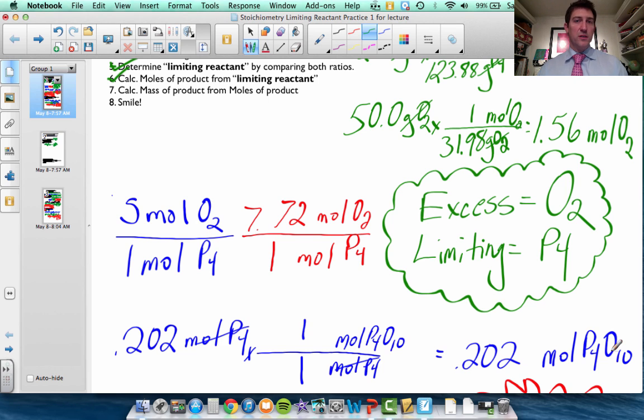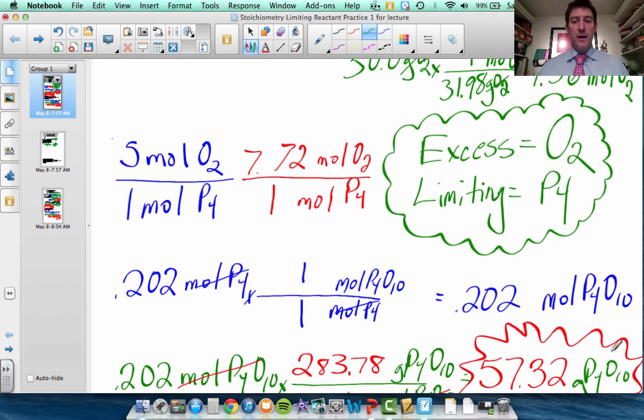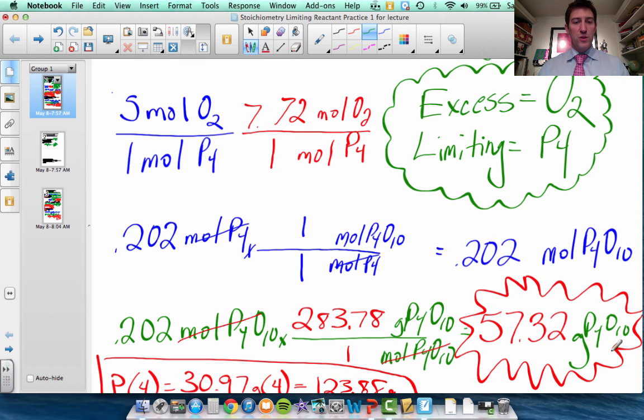But moles doesn't do us a whole lot of good. It's what we use for the stoichiometry and to do the math, but we need to know grams. So I start with the moles of product, and I need to turn that into grams of product. So if you look at my work here, right here I have to have moles on the bottom so that this will cancel out, and I need to turn that into grams, so I have grams at the top. Now where did I get this number? 283.78. Well, if I have moles and mass, I need the molar mass.